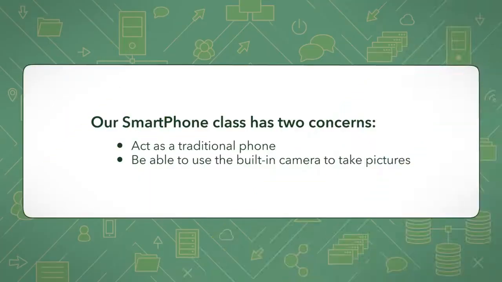So what changes can we make to our smartphone class in order to make it more cohesive and give each component of our smartphone distinctive functionalities? Well, let's check what our smartphone class is concerned about and separate them out. Our smartphone class has two concerns. 1. Act as a traditional telephone, and 2. Be able to use the built-in camera to take pictures.